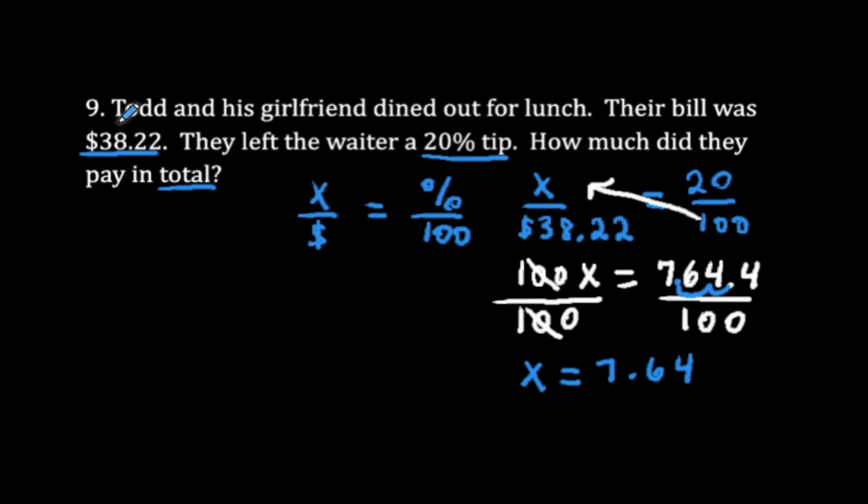So since they gave the waiter $7.64, we have to add that to their total bill of $38.22, okay? And so we have $7.64 plus $38.22, which is equal to $45.86. Okay, and another way that you can look at this is by doing the following. So I'm going to wipe this out.